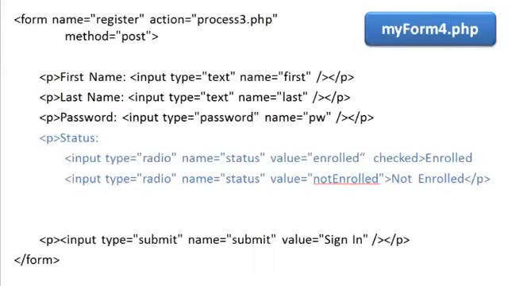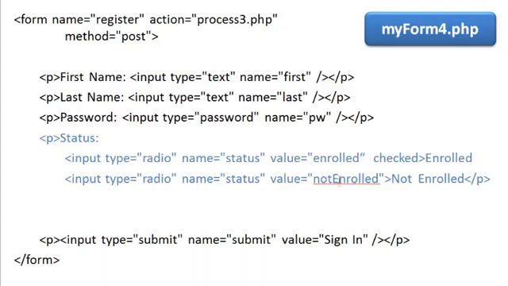Now the next thing we want to add to our form is a radio button. We're just going to call this status. So again, we're going to use opening and closing paragraph tags. We have two different choices. The radio button, only one item can be chosen of the available choices. We're going to have two choices. So input, both have the same type equals radio, both have the same name equals status. But we have two different values here, enrolled and not enrolled.